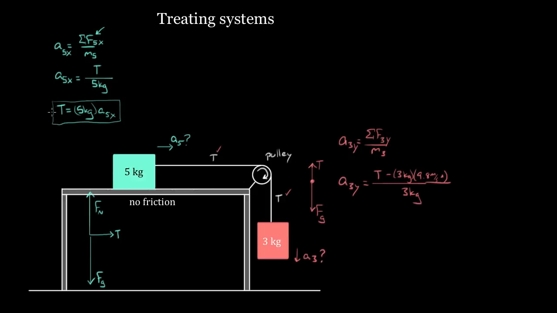And that tension over on this side is the same as the tension on this side. So I can take this and plug it in for this tension right here. And let's see what we get. We get that the acceleration of the 3 kilogram mass vertically is going to equal, all right, I'm going to have a big mess on top. What am I going to get? So T is the same as 5ax. So I'll plug in 5 kilograms times the acceleration of the 5 kilogram mass in the x direction. And then I get all of this stuff over here. So I'll get the rest of this right here.